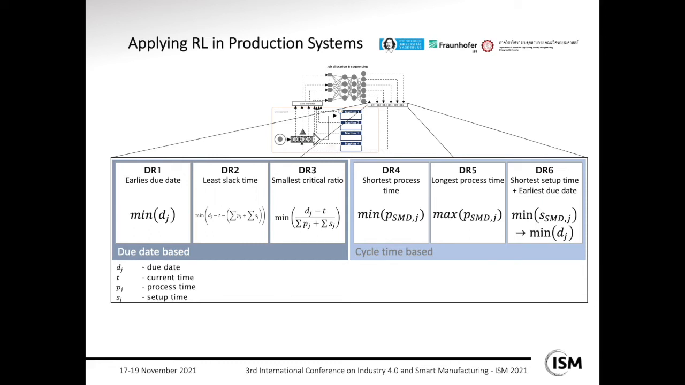On the other side, we're providing different dispatching rules that the agent can choose between, keeping in mind that our target criteria are the makespan as well as the total tardiness. We provide different dispatching rules which are addressing these target criteria. So we have due date based dispatching rules like the earliest due date or the least slack time that the agent can choose, or we have cycle time based dispatching rules like the shortest process time, the longest process time, or even the shortest setup time, and then combine this with another dispatching rule to provide different options to our agent that the agent can choose between.